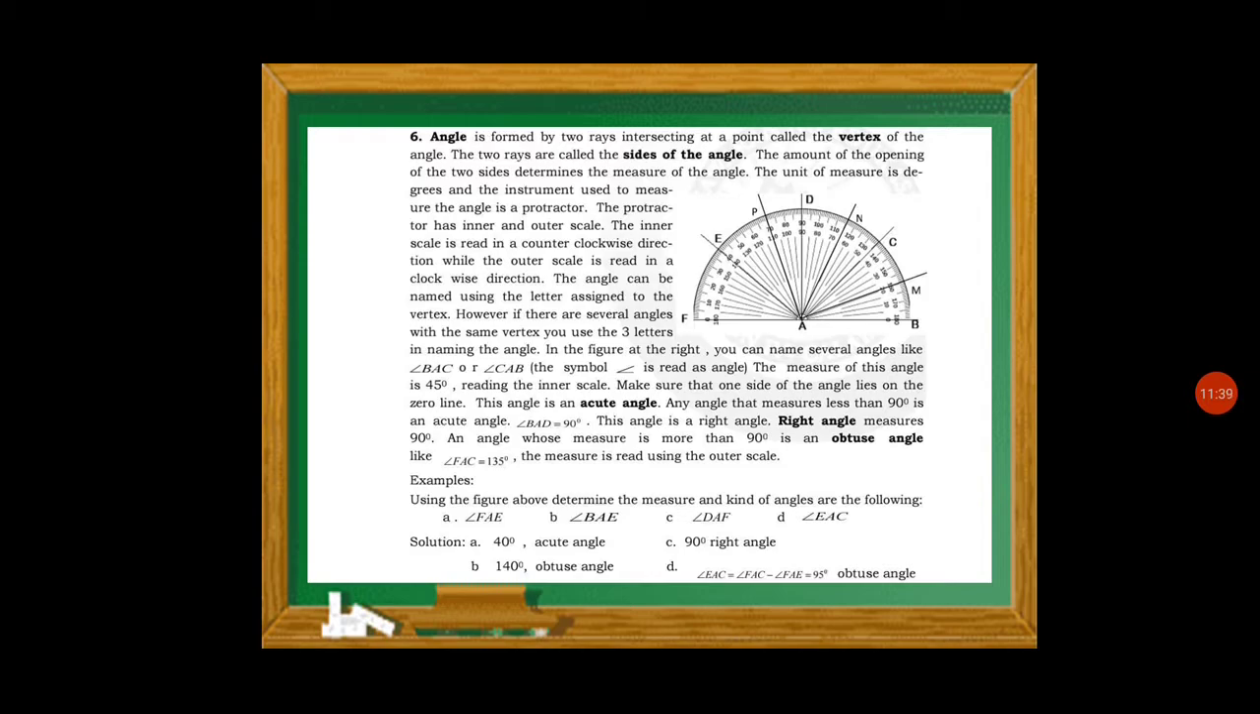So we will be focusing on the sizes or the measurements of the angle. So this angle is an acute angle. So what is an acute angle? Any angle that measures less than 90 degrees is an acute angle, while an angle that measures 90 degrees exactly is a right angle. And an angle whose measure is more than 90 degrees is an obtuse angle.